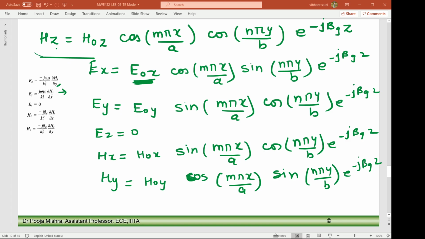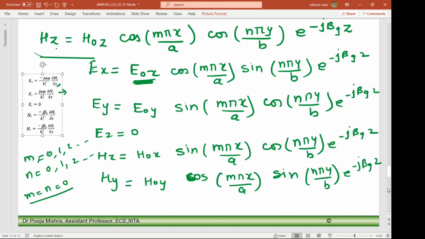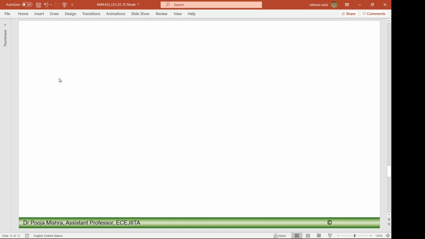So these equations show that the value of m could be from 0, 1 to anything, n 0, 1 to anything, but we cannot have m equal to n equal to 0. If this happens, there will not be any propagation. They cannot be 0 together. So after these equations we'll see certain other definitions. That's pasted here, it will be used later.